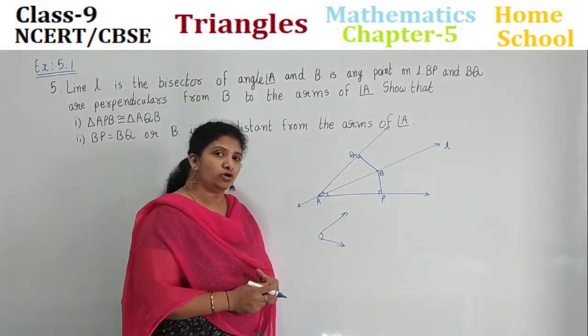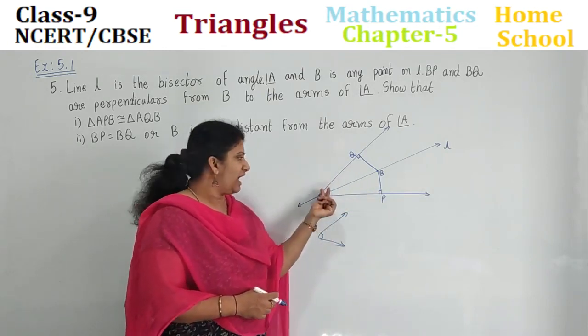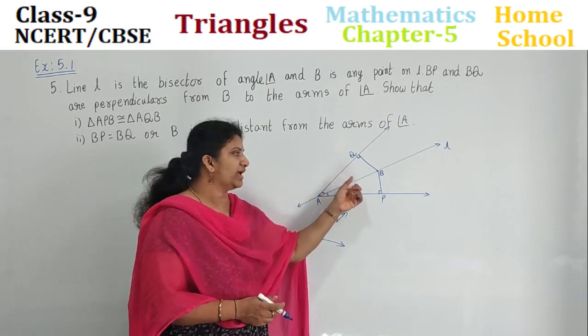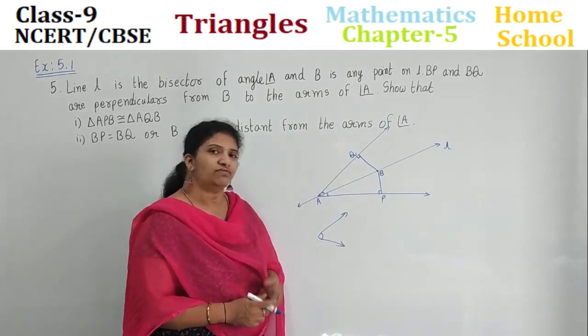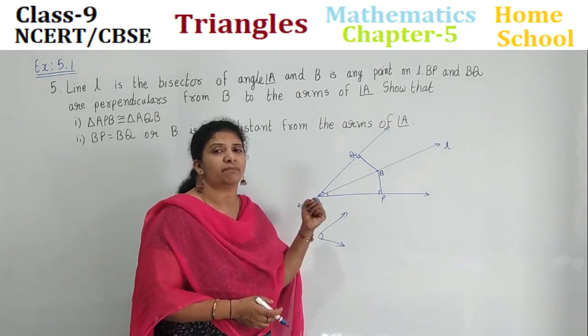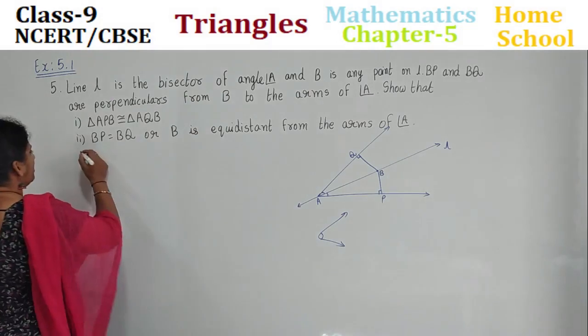So, which rule am I going to use to prove this? Angle, side. I can say that the two triangles are congruent. If they are congruent, what can we say? By CPCT, the remaining parts can be made equal. Let's start our solution here.